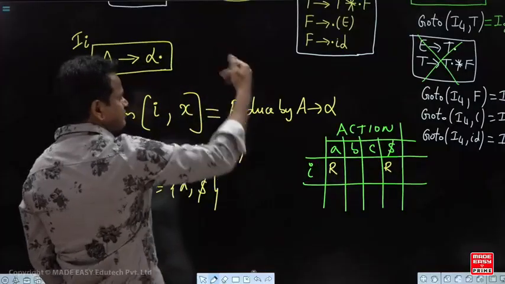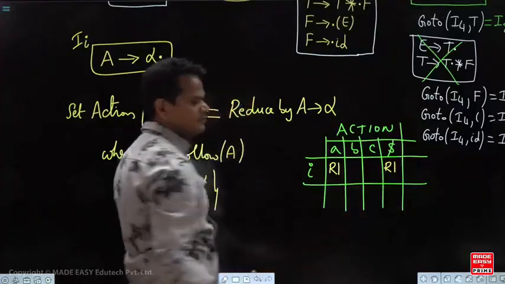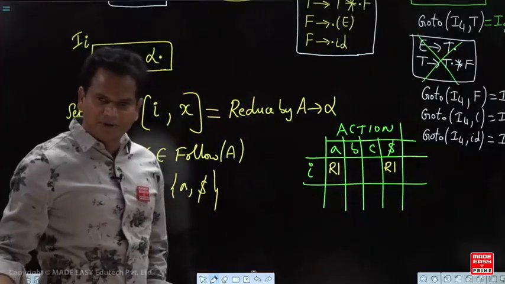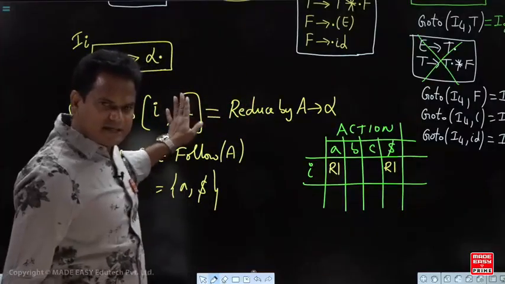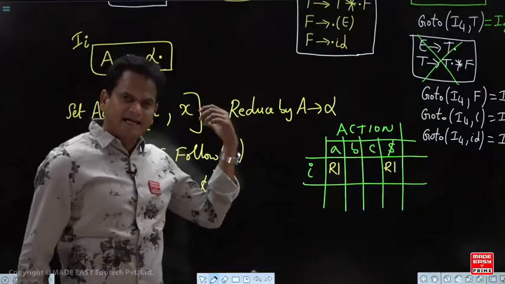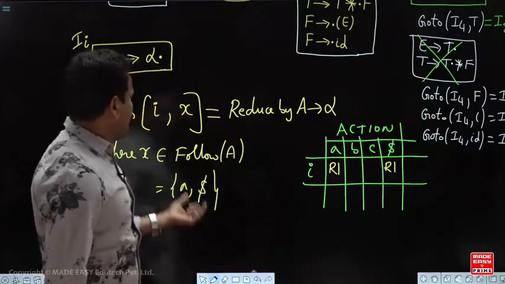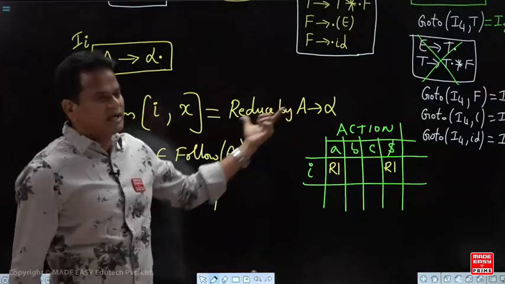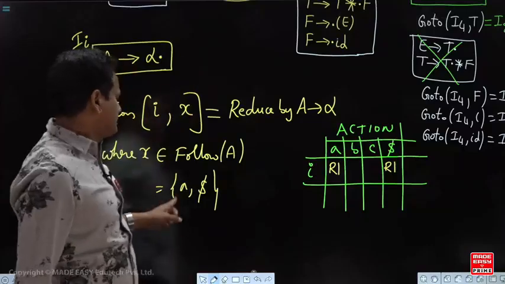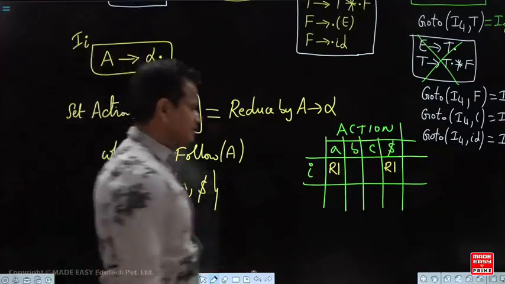And what is the number? Suppose its number is 1, we write R1. Simple. As it is a final item, we write the reduce. As it is ith row and xth column, reduce. Its number is 1, R1. What is x? Follow of A. Follow of A is A and dollar. Simple.